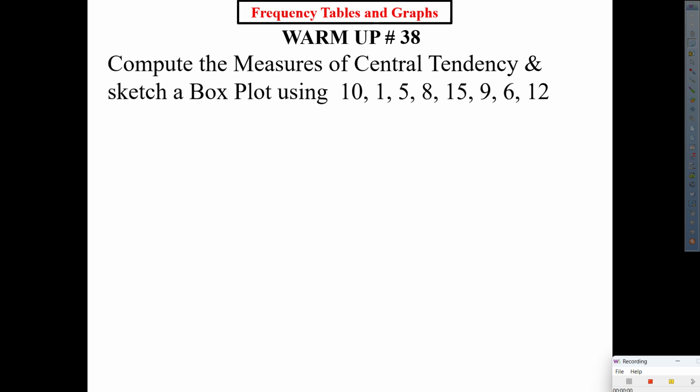Warm-up 38 is on the screen. Once again, mobile devices put away, said everything else put away. I gave you guys plenty of time. If you didn't finish because you didn't make time yesterday to finish.